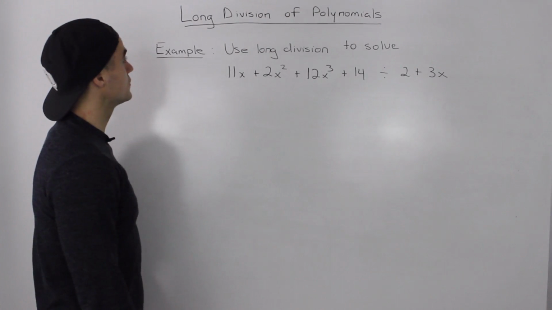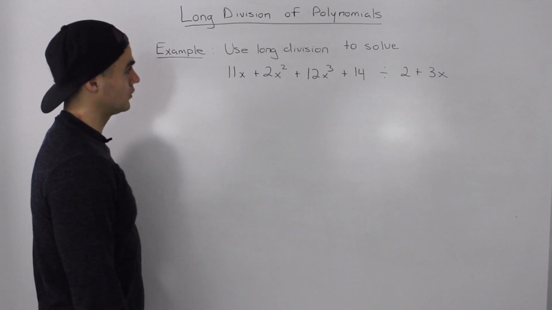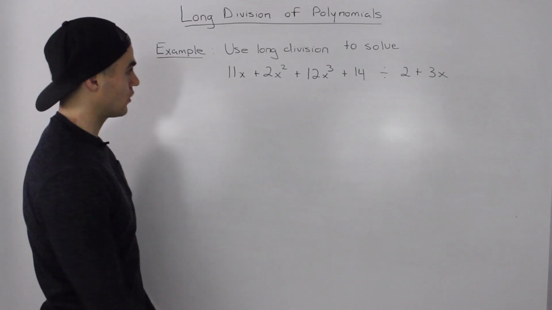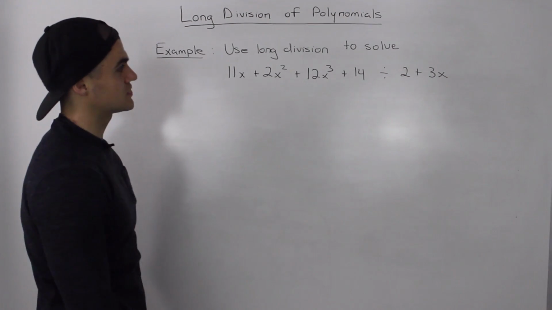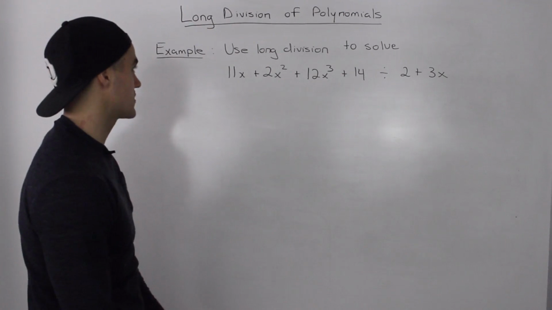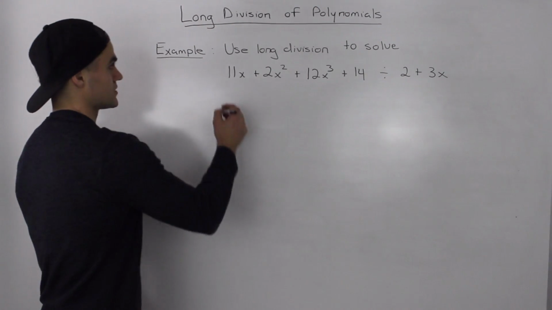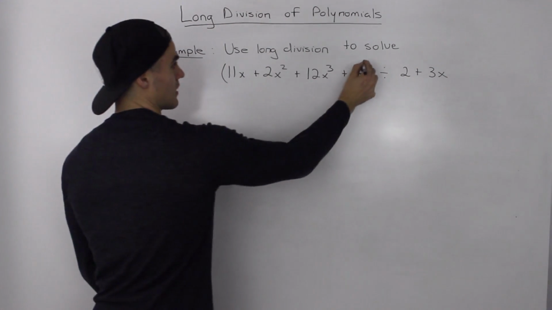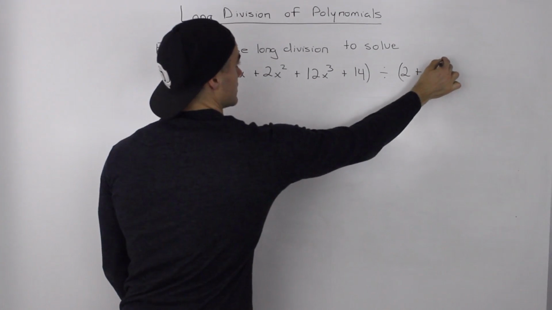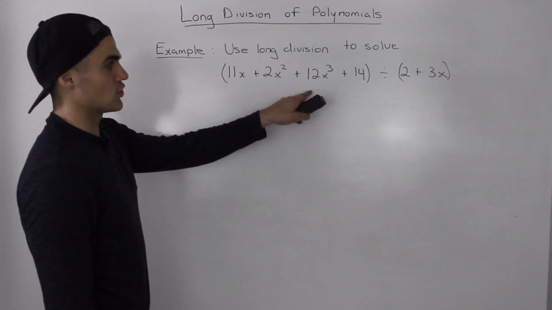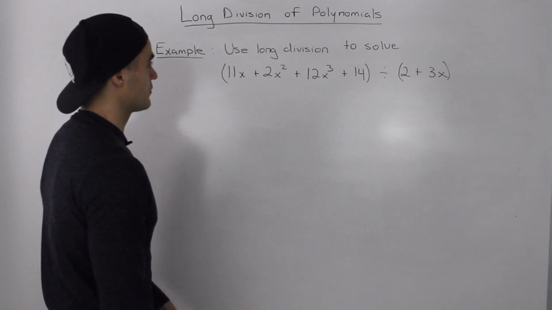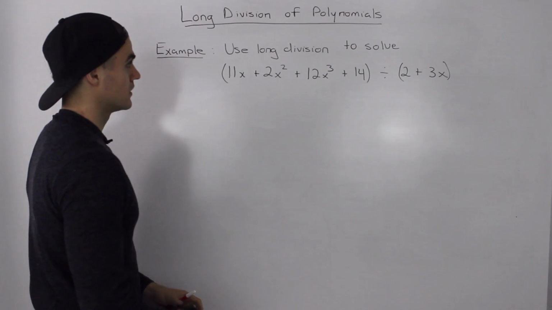So moving on to an example for the long division of polynomials, we have to use long division to solve 11x plus 2x squared plus 12x cubed plus 14 divided by 2 plus 3x. So this here is our dividend and this here is our divisor. Now if you haven't watched the long division overview video, I suggest you do that before going over this example.